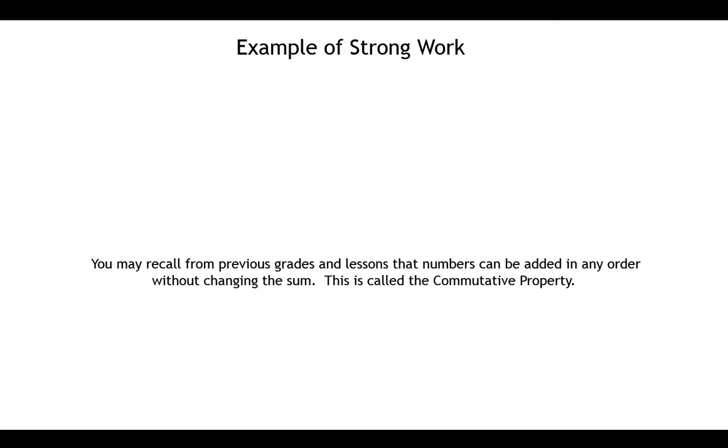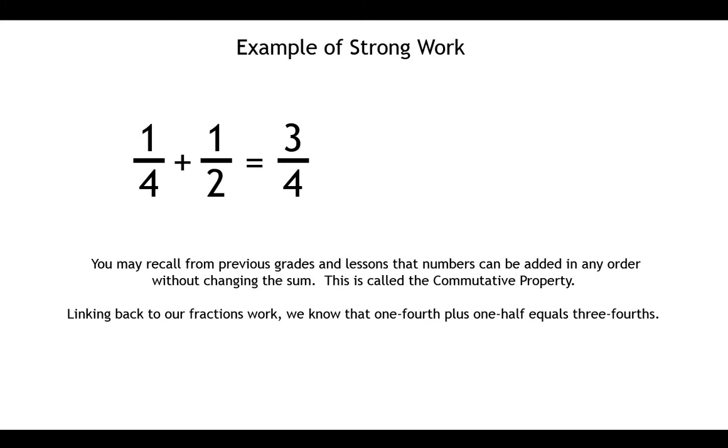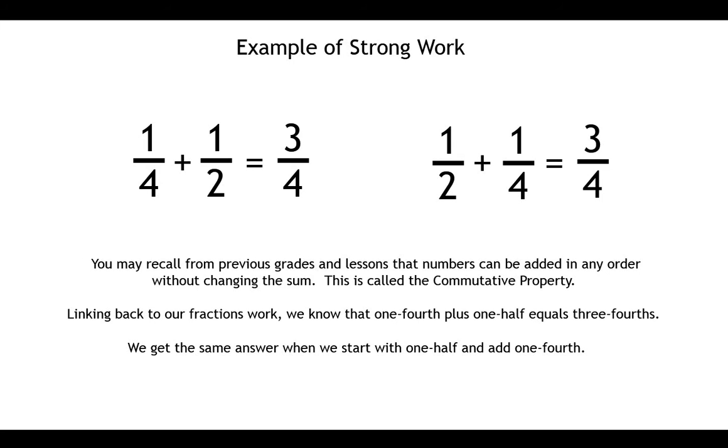You may recall from previous grades and lessons that numbers can be added in any order without changing the sum. This is called the commutative property. Linking back to our fractions work, we know that 1/4 plus 1/2 equals 3/4. We get the same answer when we start with 1/2 and add 1/4.